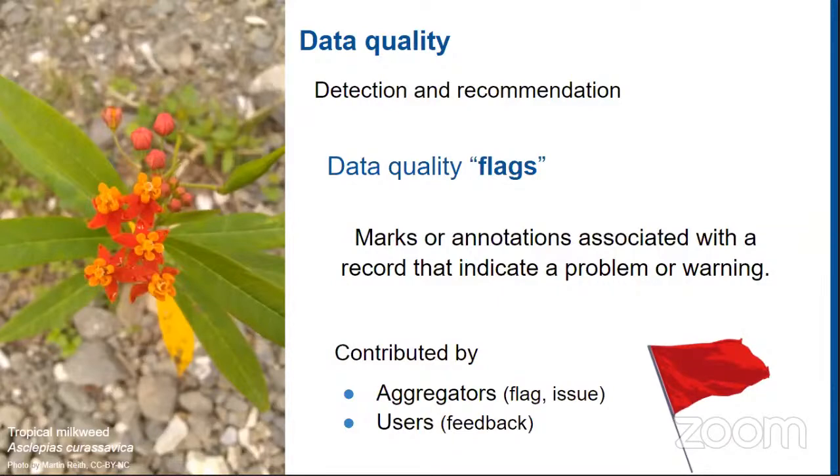GBIF provides flags and issues. And in some systems, they are also provided by users, typically in feedback mechanisms. So if a user detects a problem, they can send feedback, and that raises a flag.